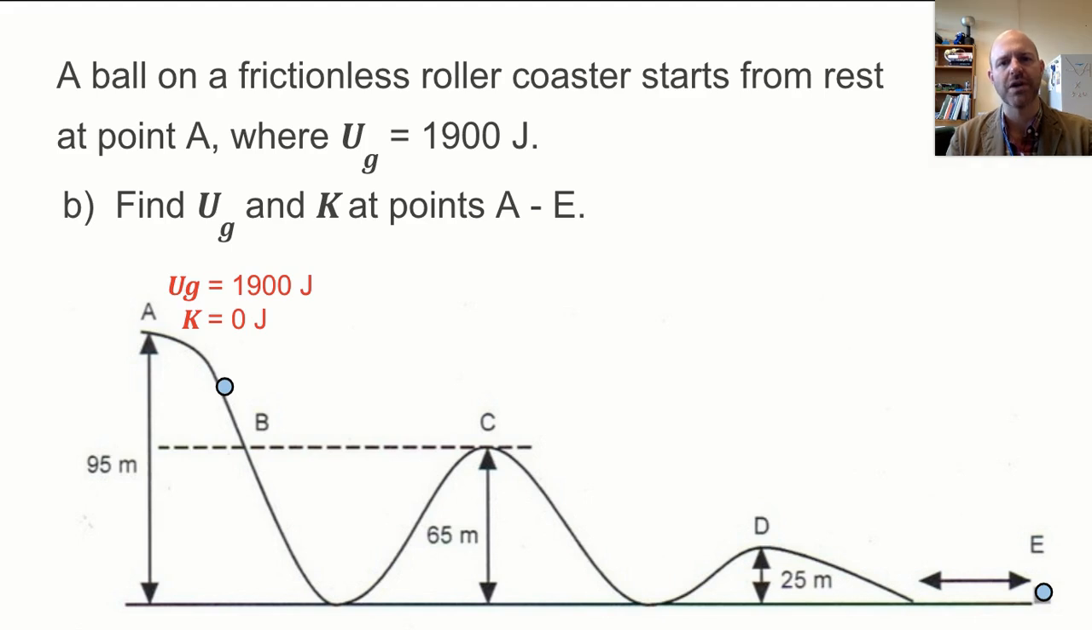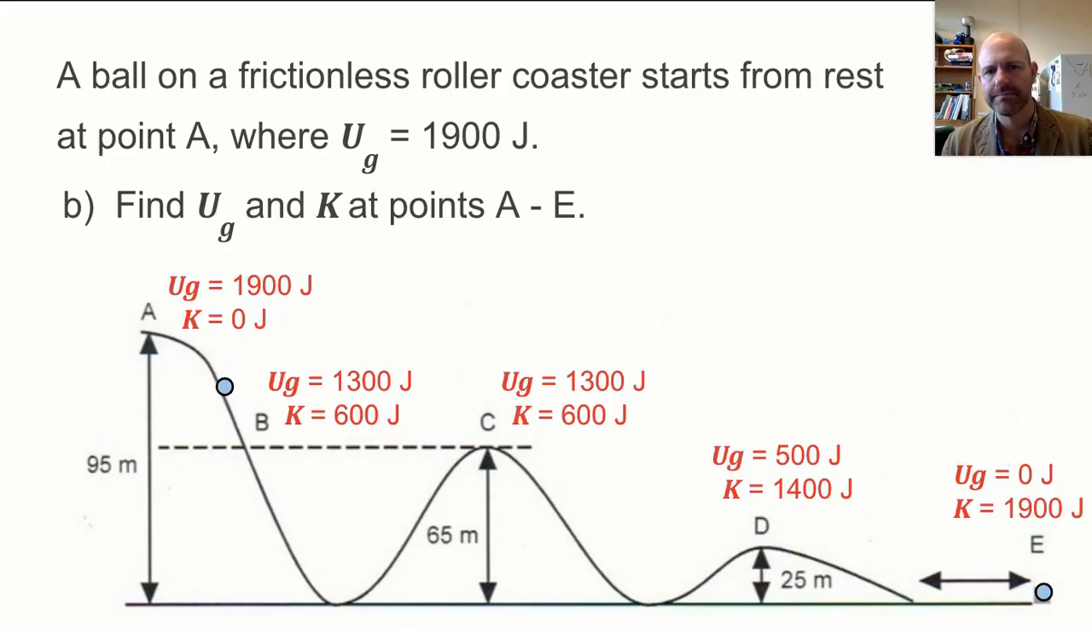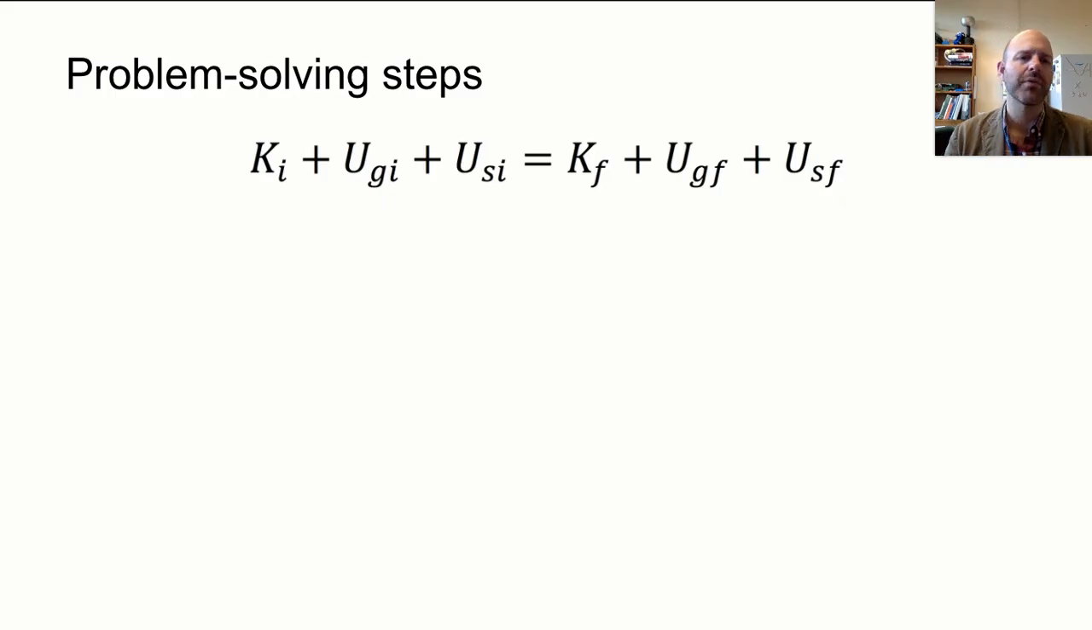We know that we start at rest, 0 kinetic energy, and we have 1900 joules of gravitational potential. As it goes down the hill, right, we get more kinetic and less potential until we are at the bottom where we have all kinetic and no potential. So how do we approach this kind of problem?